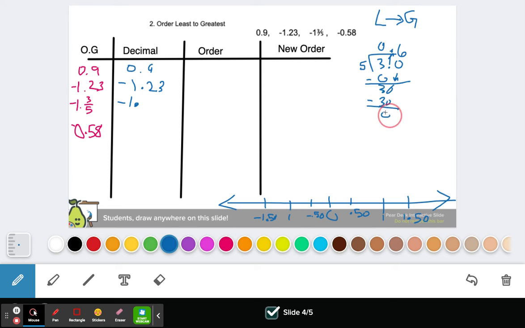If I wanted to continue this decimal number, I can add a 0, bring it down. 5 can go into 0 zero times, so then I get 0.60, 60 hundredths. And then my last one, I get negative 0.58.